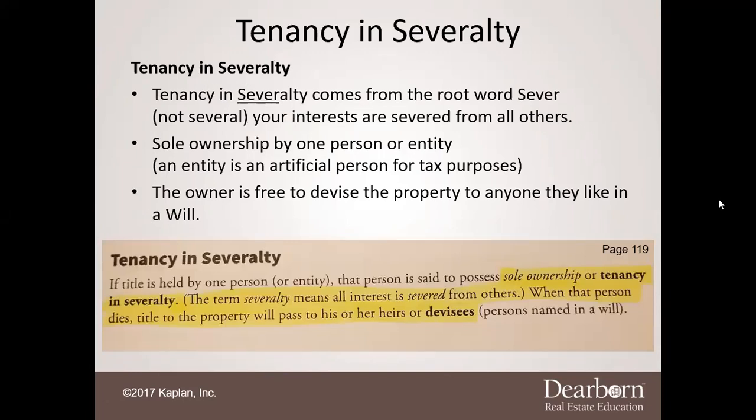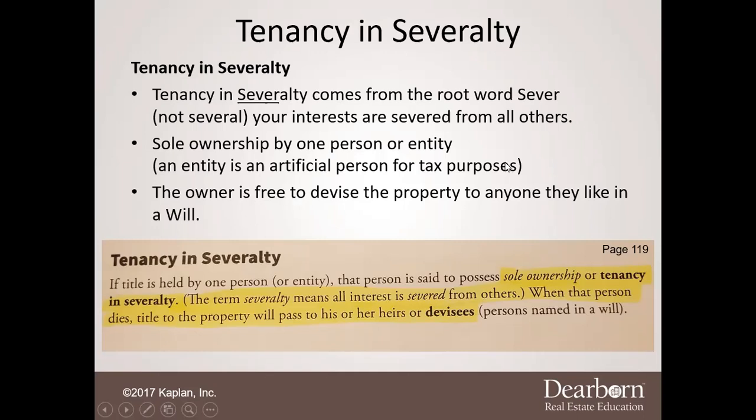First, let's start off. What do you call it when there's only one owner involved? We call that tenancy in severalty. Severalty does not mean more than one owner. It means one owner. It does not come from the root word several, like it may sound. It comes from the root word sever. You see, sever. Your interests are severed from all others. That is sole ownership or tenancy in severalty.